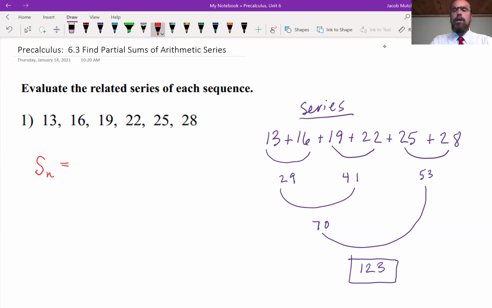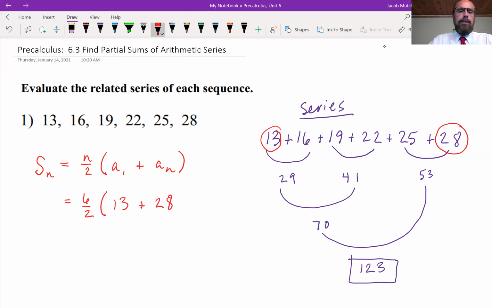It's given by this equation: S sub n equals n divided by 2 times the sum of the first term, a sub 1, and the last term, a sub n. Let's use this to check, since we know that this series adds up to 123. So I would set up by putting in the number of terms. We'd already said there were 6 terms, so 6 divided by 2. And then I just need to grab my first term, a sub 1, that's 13. And my nth term, which in this case is the last term, 28.